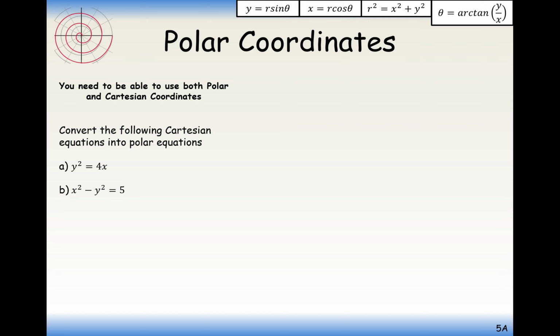Okay, we're now going to go the other way around. We're now going to convert from Cartesian equations into polar equations. We've got 2 questions to go through here. So y squared equals 4x to do. And these ones are actually quite straightforward, to be fair.